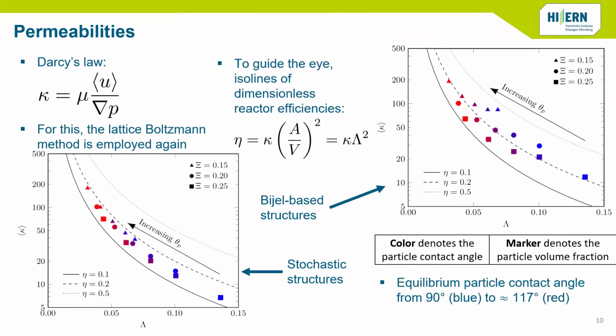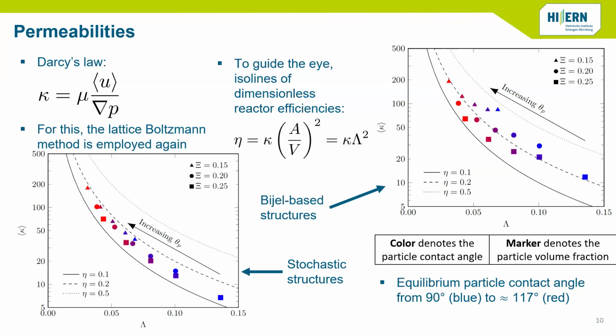Of course, we can also have a look at the permeabilities, which are defined by Darcy's law. For this, we again employ the lattice Boltzmann method to see how much the flow is inhibited when we push flow through. In the plots, basically to guide the eye, we make use of these dimensionless reactor efficiencies, where we postulate that the efficiency of these structures as chemical reactors depends on the permeability as well as the surface to volume ratio squared, which gives us a dimensionless number.